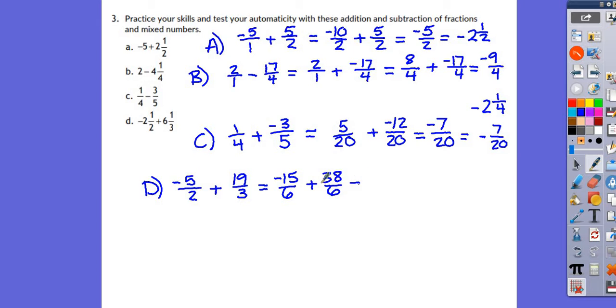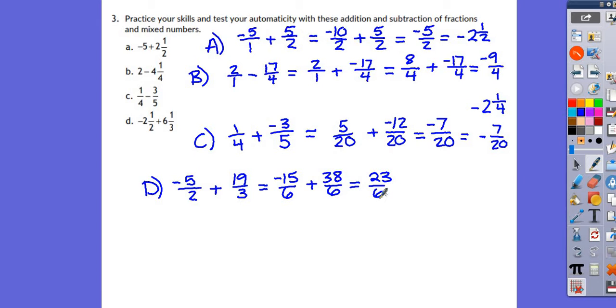Okay, now I have a negative and a positive, which means they're different, so I subtract. I know the denominator is going to be 6. 38 minus 15 gives me 23. Keep the sign of the larger number. 38's larger and it's positive, so that's positive.